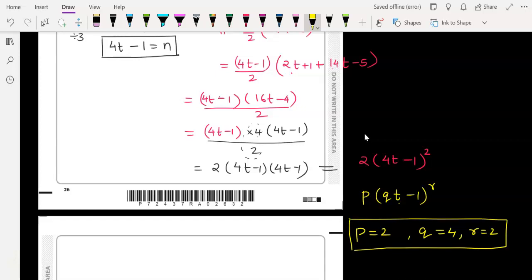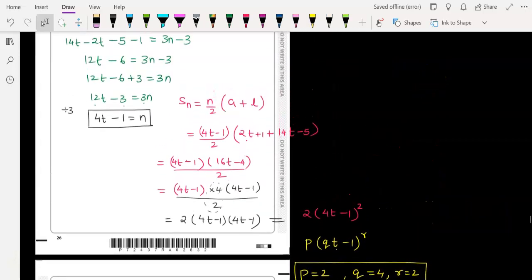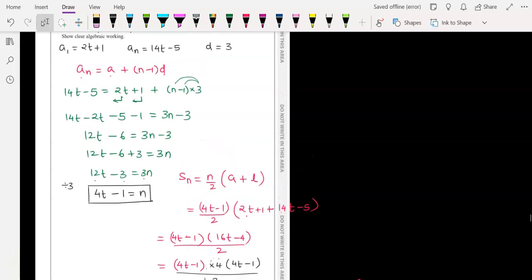Okay, that's it for this question. So step number 1, we use the nth term formula to find the number of terms. Step 2, we use the Sn formula, n by 2 bracket a plus l or a plus an. We can also use the other one, which is Sn is n by 2 bracket 2a plus n minus 1 into d, which will give the same answer. Okay. Now moving on to question 23.